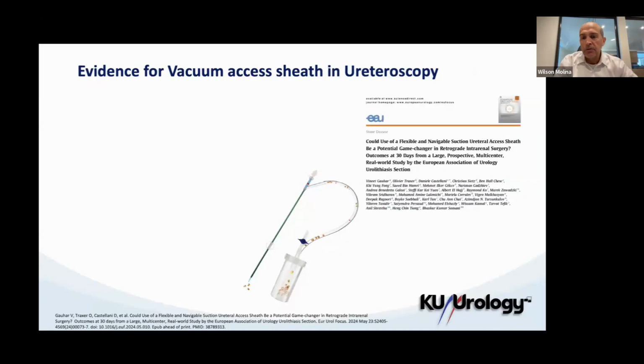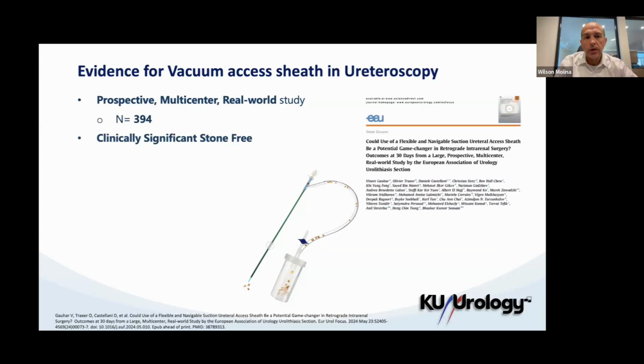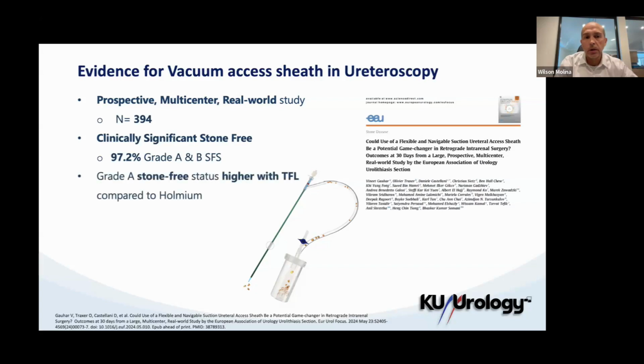Ben and Olivier participated in this trial, recently published last year, that shows there are really significant stone-free rates when you use vacuum access sheaths with minimal complications.